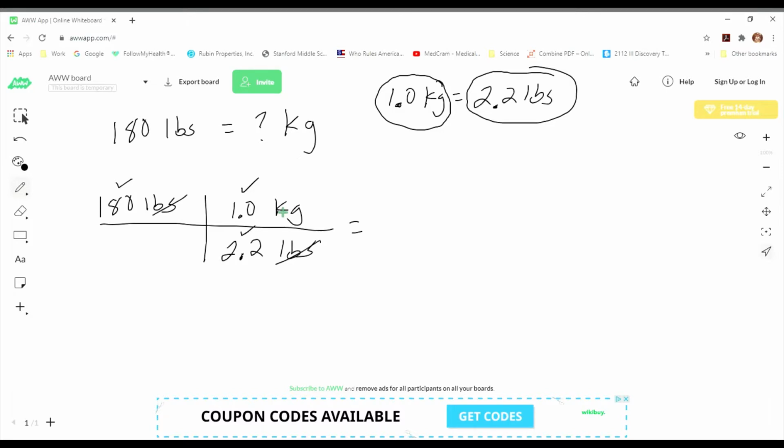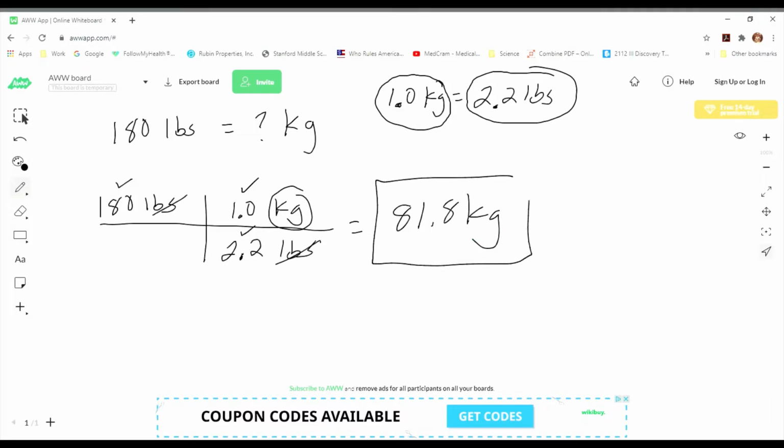We're going to take 180 times 1, which is 180, divided by 2.2, and that is going to give us 81.8. So write that here: 81.8. And our units now are kilograms. All right, so if you weigh 180 pounds, you can tell somebody you weigh 81.8 kilograms, or at least that's your mass, because remember, kilograms is mass.